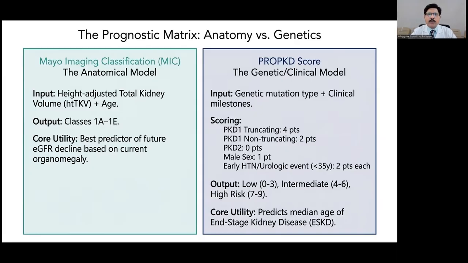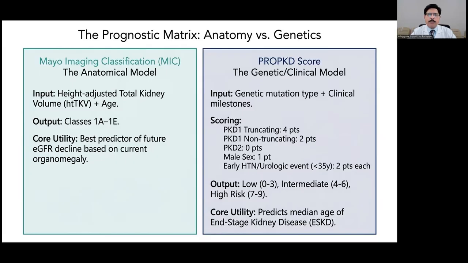Prognostic matrix, anatomy versus genetics. Mayo imaging classification, MIC. What is the input? Height-adjusted total kidney volume you will get, and add the age of the patient. Then classify them into 1A to 1E.